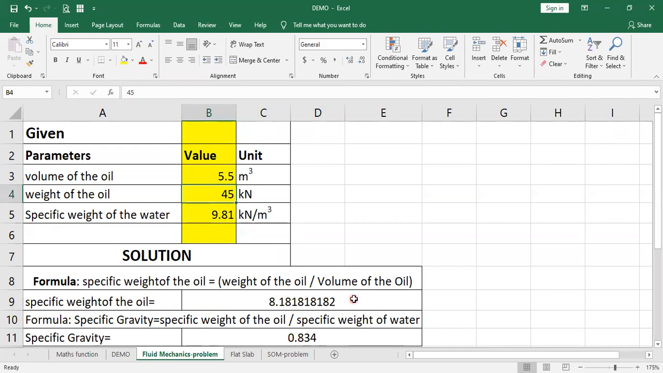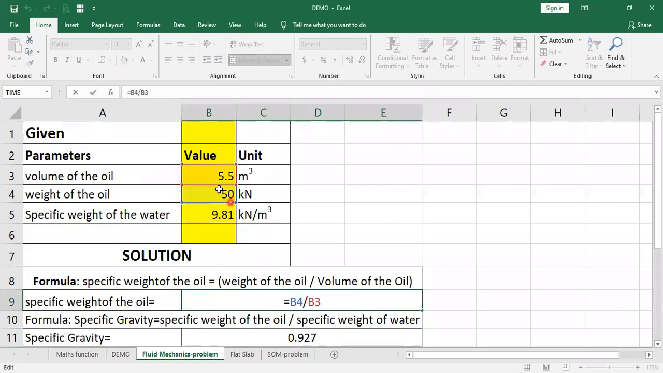Look at this. Instead of 45, just make it 50. This value gets automatically changed. I don't need to again enter the formula. So that is the use of it. If you are going to use a proper formula, as I mentioned, you have to give the cell address and do not mention exact values.